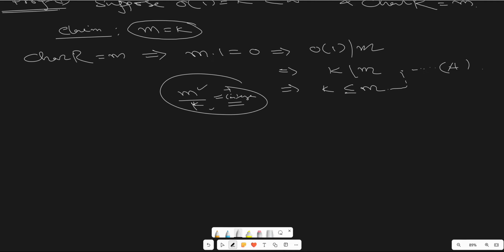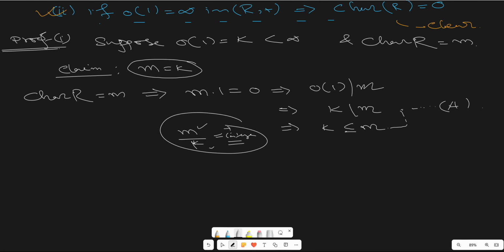See, the order of 1 is k. The order of 1 is k means 1 plus 1 plus ... plus 1, k times, is equal to 0. What does it mean? Because the order of 1 is k, when you add it k times, this should give you the additive identity 0. It means k dot 1 is 0.